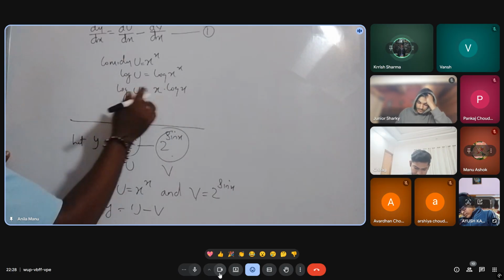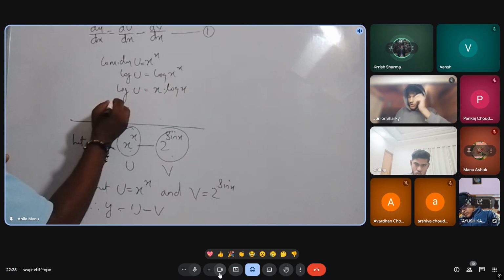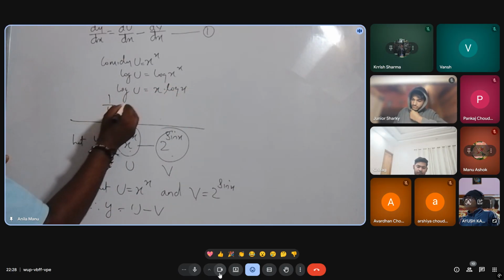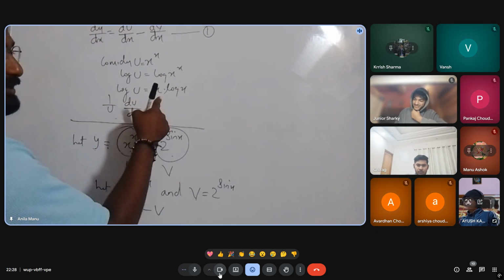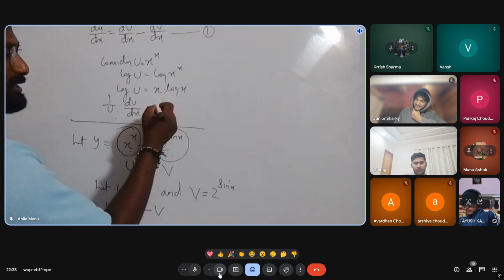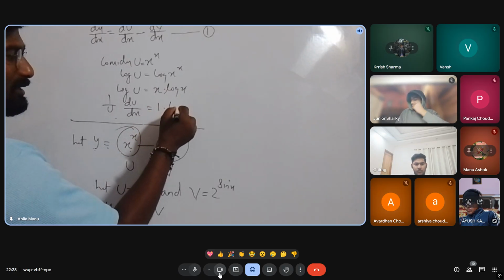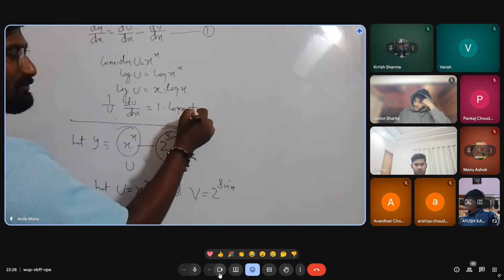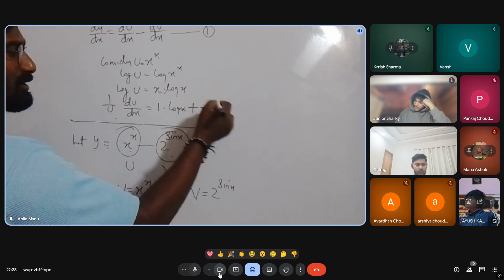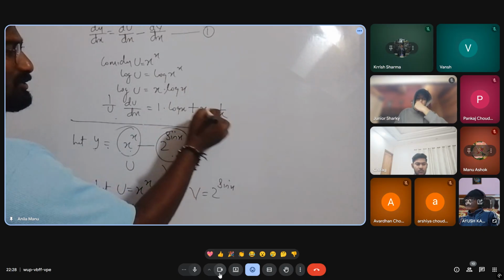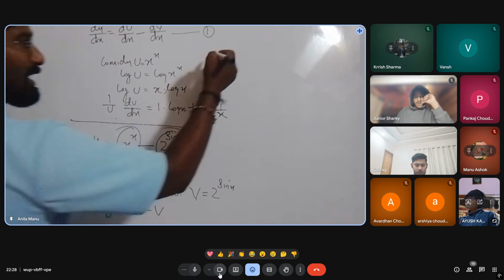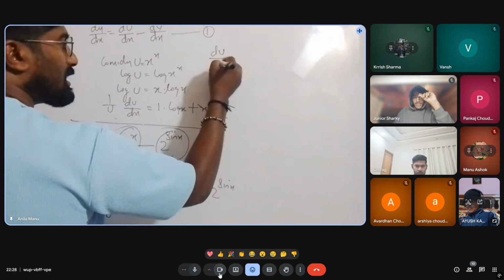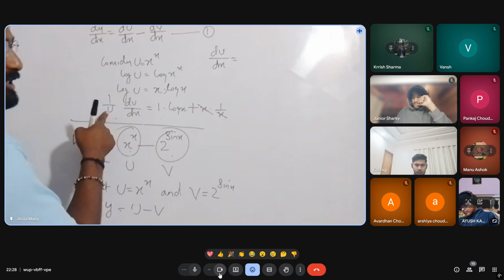So differentiating both sides with respect to x, it will be 1 by u du by dx. Here we have the product rule, right? Derivative of the first function, 1, multiplied with log x, plus first function x times the derivative of log x, 1 by x. So these two cancel, right? 1 you will get.